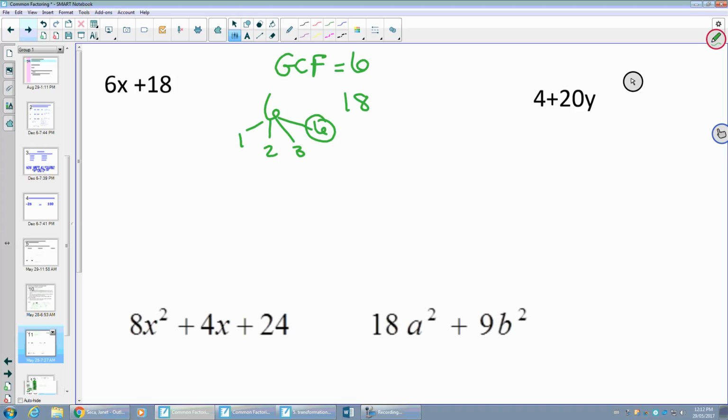That's my coefficient piece. Now, if I look at my variables, I have an x in one term and I don't have anything in the other. Because there isn't an x in every term, I can't use that. So only 6 is my greatest common factor. I write my greatest common factor, leave a little bit of space, put a bracket, and divide every term by 6. So 6x divided by 6 just gives me x, or 1x. 18 divided by 6 gives me positive 3. And then we're done.